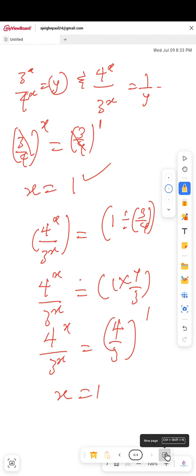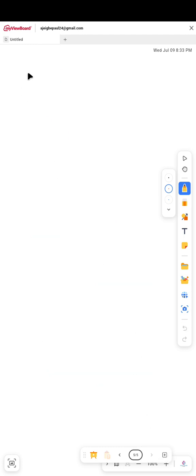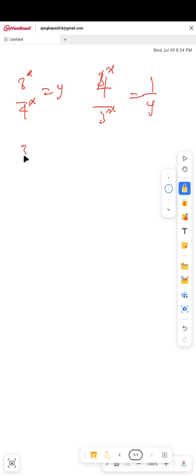Now let's do that. When y is 4 over 3, don't forget 3 raised to the power of x over 4 raised to the power of x is equal to y. And 4 raised to the power of x over 3 raised to the power of x is equal to 1 over y. So when y is 4 over 3, we are going to have 3 raised to the power of x over 4 raised to the power of x is equal to 4 over 3.